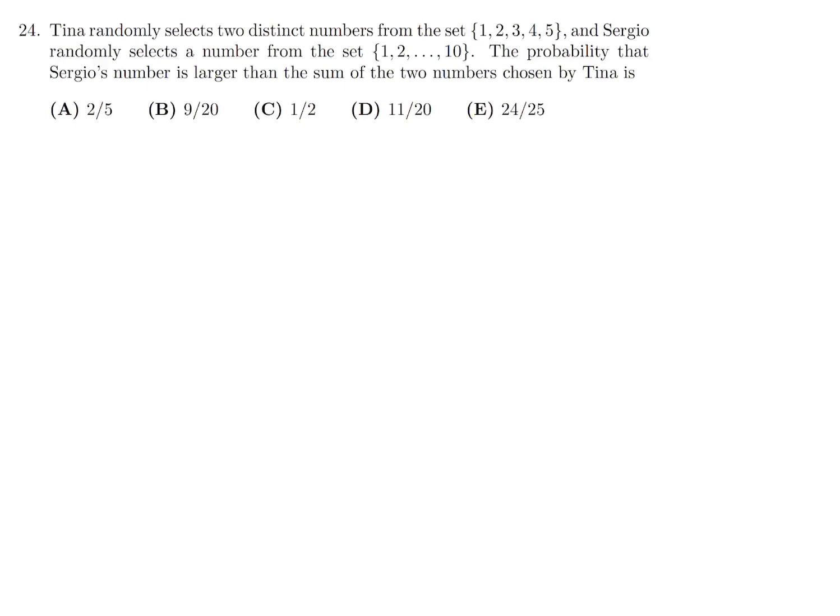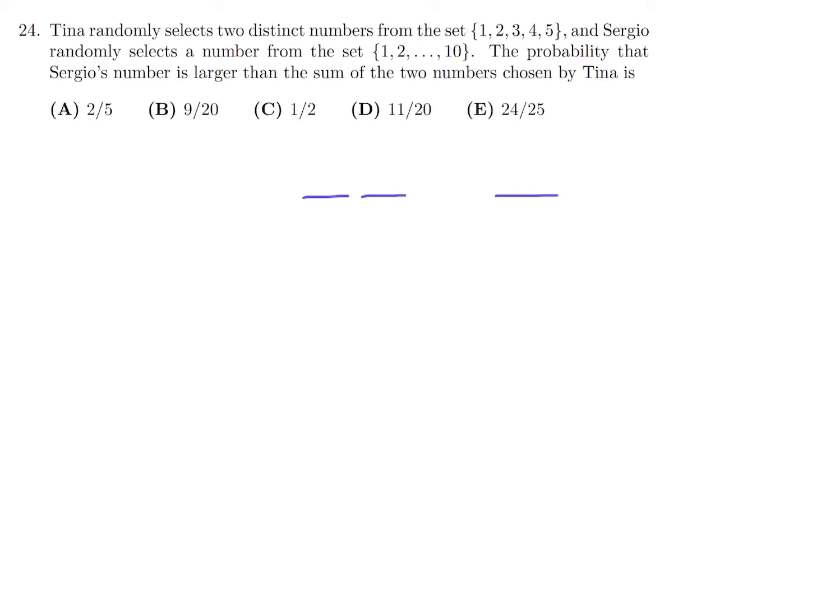Tina randomly selects two distinct numbers from the set 1, 2, 3, 4, 5, and Sergio randomly selects a number from the set 1, 2, all the way up to 10. The probability that Sergio's number is larger than the sum of the two numbers chosen by Tina is... All right, Tina chooses two numbers, and Sergio chooses one number.